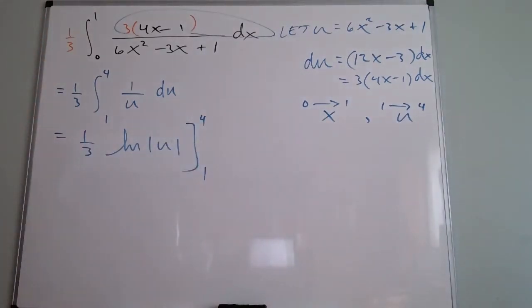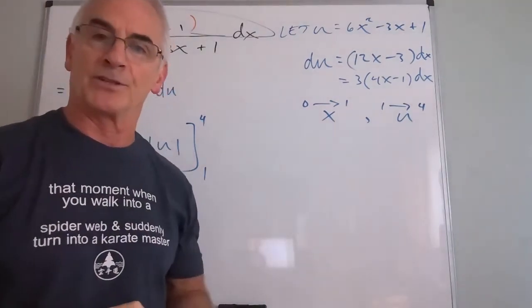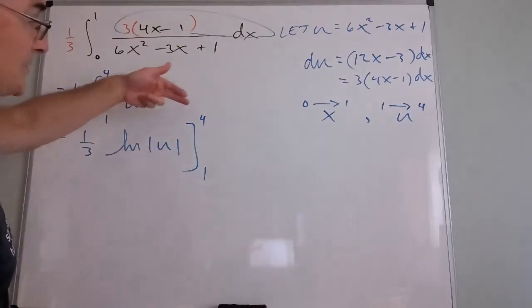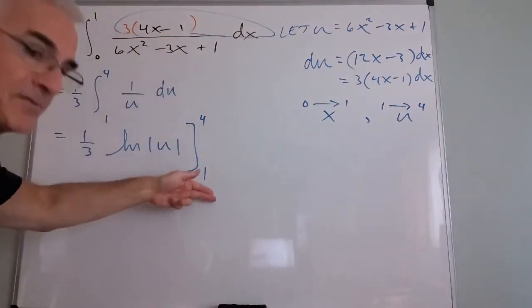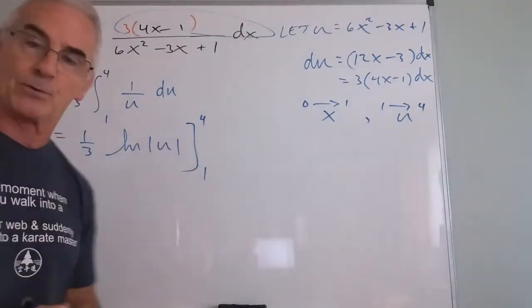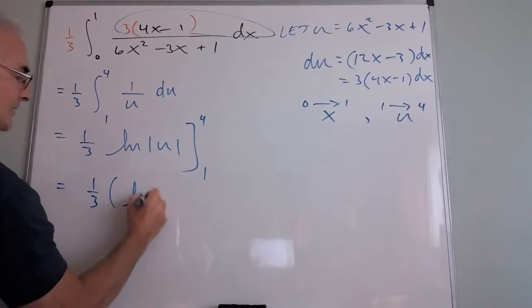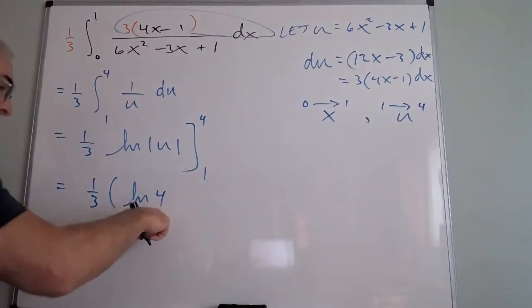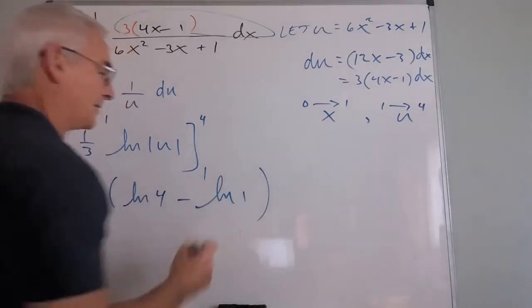Okay, so I write it like this. Because this is still fairly new and unexplored territory, just a reminder: you always evaluate at the top first, and then you subtract the evaluation at the bottom. Sometimes people get those backwards. So now I have 1/3 natural log of 4. I don't need to say absolute value of 4 because that's just 4, minus natural log of 1.